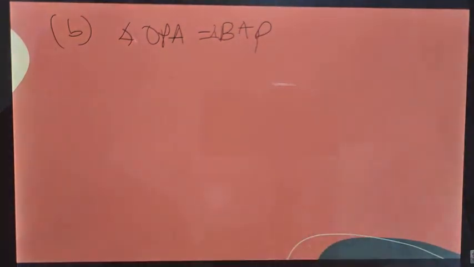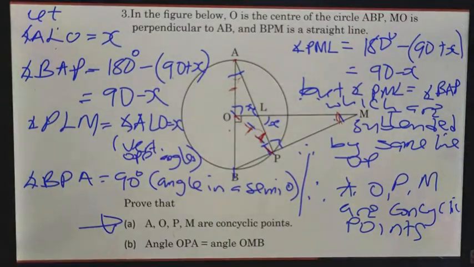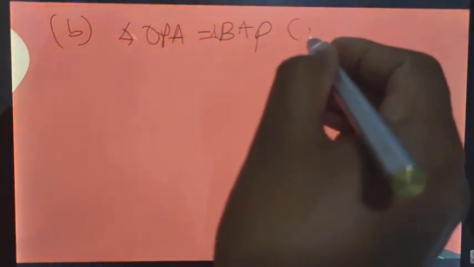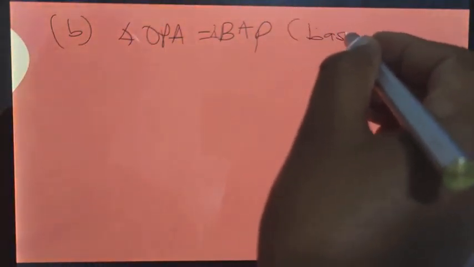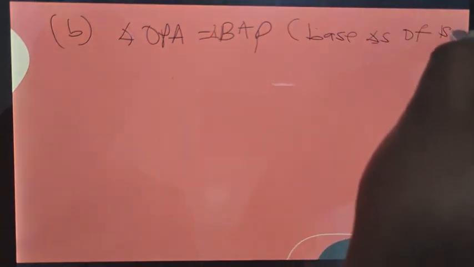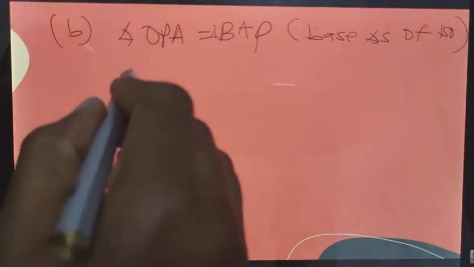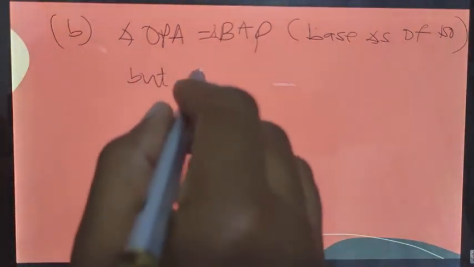OPA is equal to BAP. This is OPA. Reason: base angles of an isosceles triangle. Base angles of an isosceles triangle. So that's that.